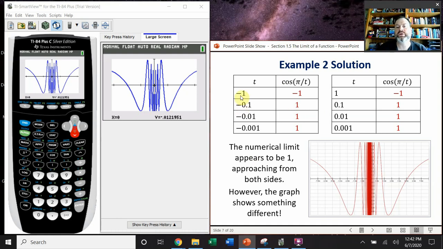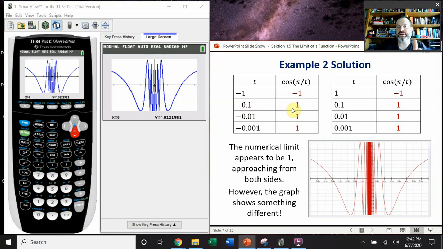So think about it. When you plug in -1, you're just getting cosine of pi divided by -1, which is negative pi, right? So cosine of negative pi is -1. That's easy. But what's really going on here, right? Well, remember, if you divide by -1/10, that's the same as multiplying by 10.